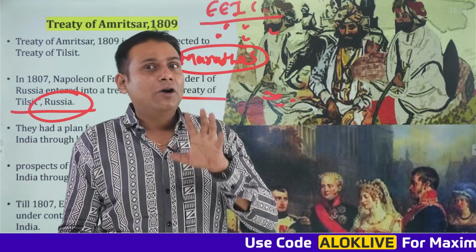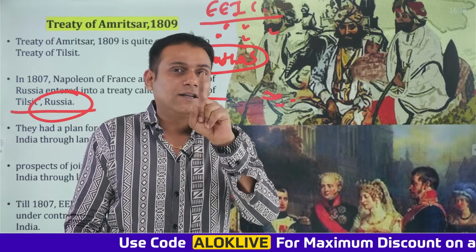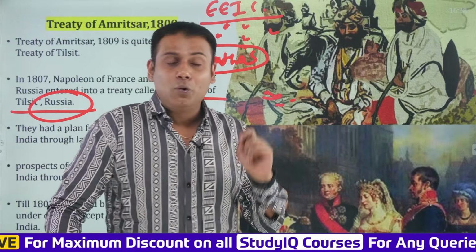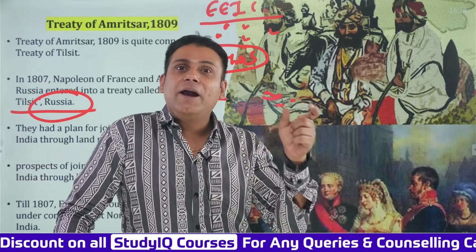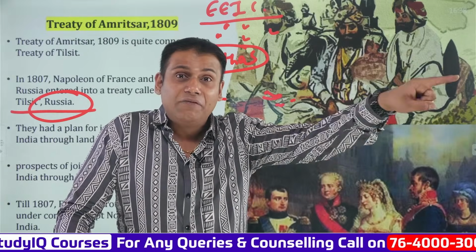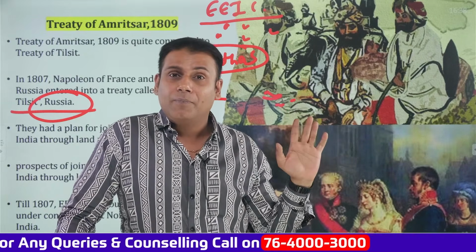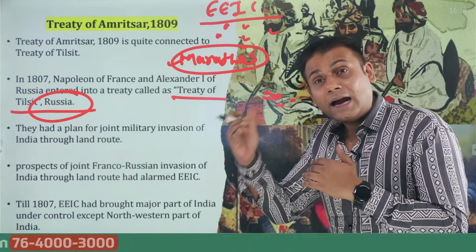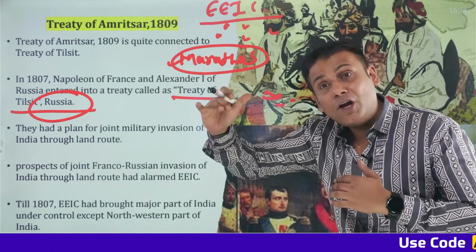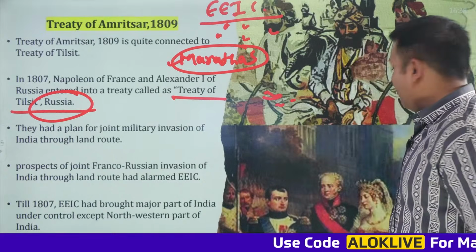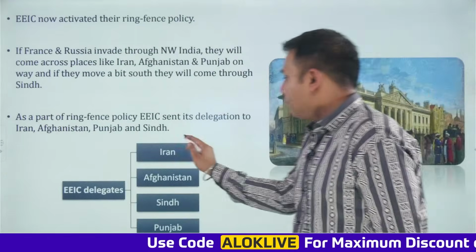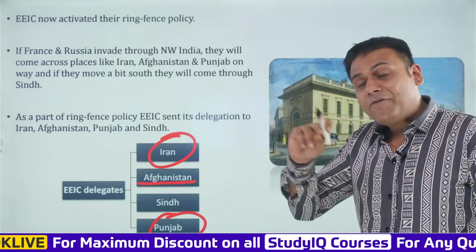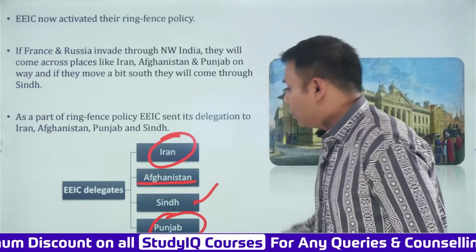So at this particular point of time, the English East India Company thought that this was the time to activate the ring fence policy or security cell policy of Warren Hastings. How? As I've told you, France and Russia had made a joint agreement, and now they were going to attack the territories of the English East India Company in India. Suppose the French and Russian army attacked from the northern or northwestern side. First of all, they would come from the region of Iran and Afghanistan, and then enter into Punjab. And suppose they attack from the southern part, they would come from the region of Sindh.